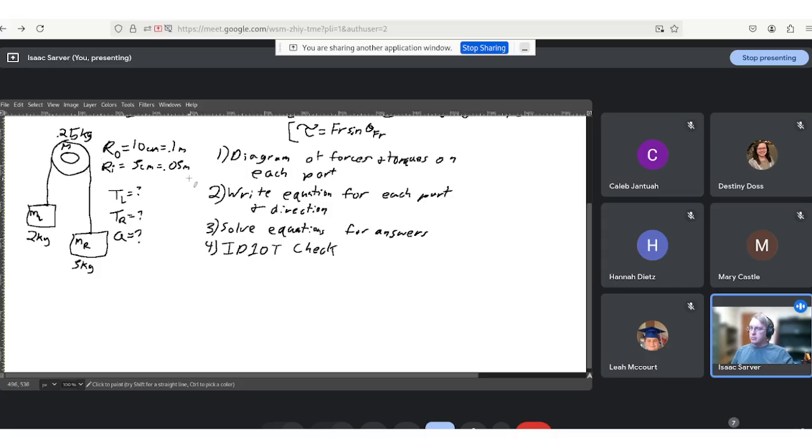Alright, so, diagram. Alright, for the mass on the left, what forces do I have? What forces do I have here on my left?